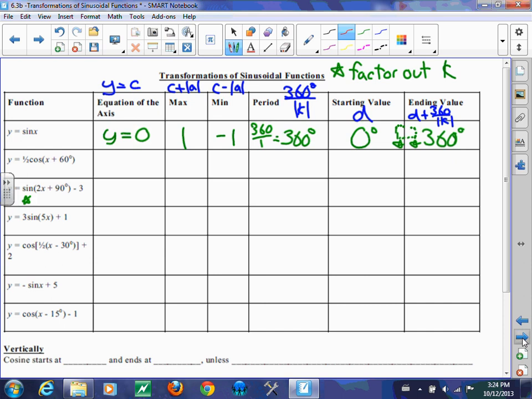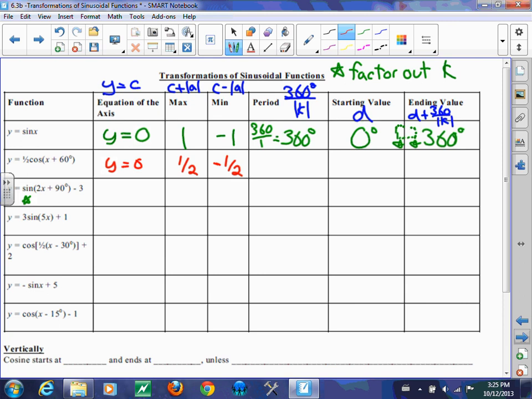Looking at our second example, c equals 0, so therefore y equals 0. A is our max, and A is 1/2, and C is 0, so it's still going to be 1/2 and negative 1/2.